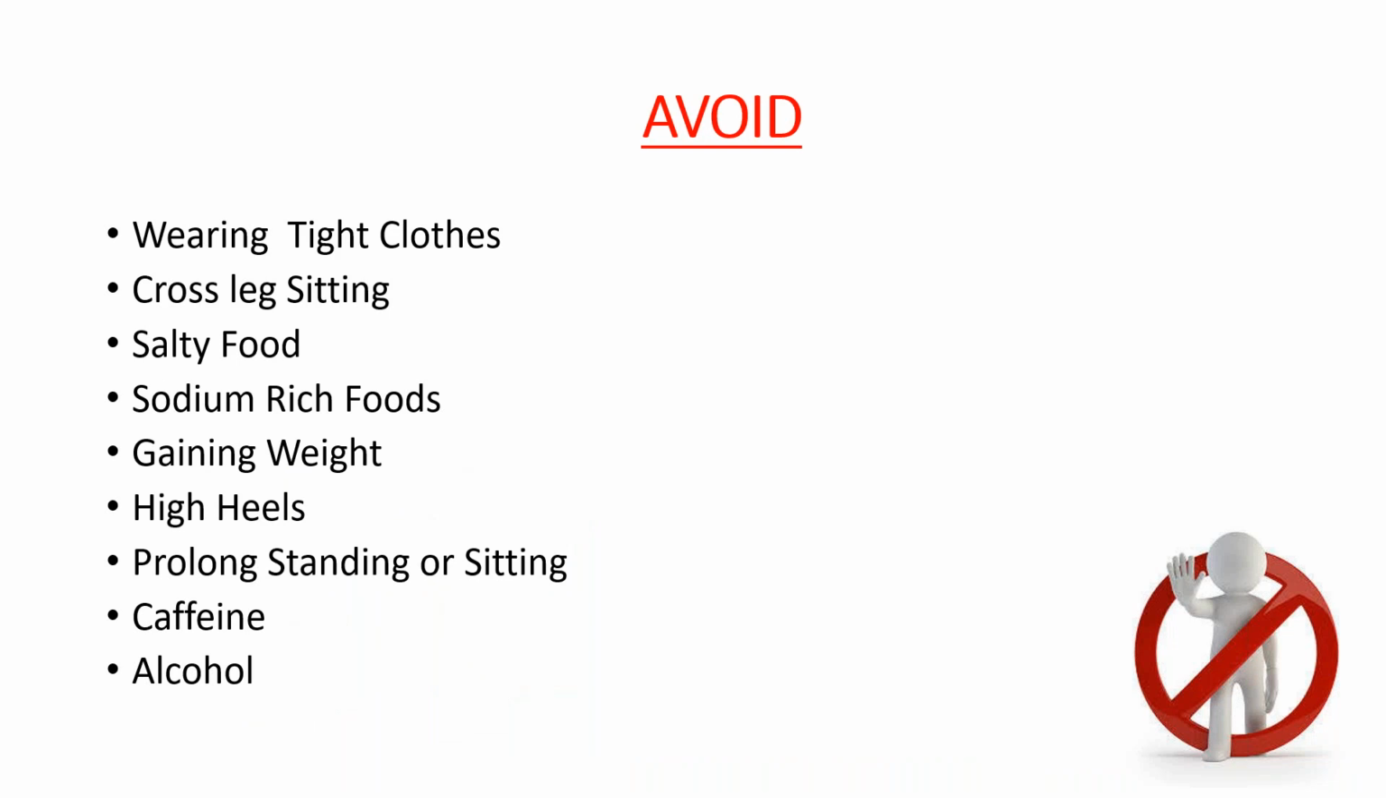This is very important. What to avoid? See, wearing tight clothes. Number 1, wearing tight clothes can restrict blood flow. Very simple. So try and wear loose clothes. Number 2 is cross leg sitting. Simple funda, because cross leg sitting hoga, so it may restrict your blood flow on your legs and feet, which may again add on to the circulatory problem. So try and avoid that.